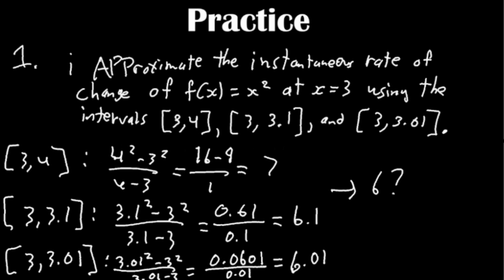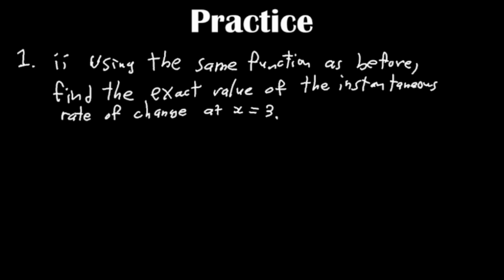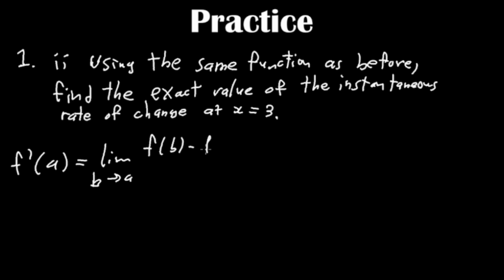So let's now use our formulas to find the exact value of the instantaneous rate of change. All right, so we're using the same function as before, but now we're going to use our formula for the instantaneous rate of change at a point to find that exactly, instead of just approximating it. So, if you recall, f prime of a is equal to the limit as b goes to a of f of b minus f of a over b minus a.